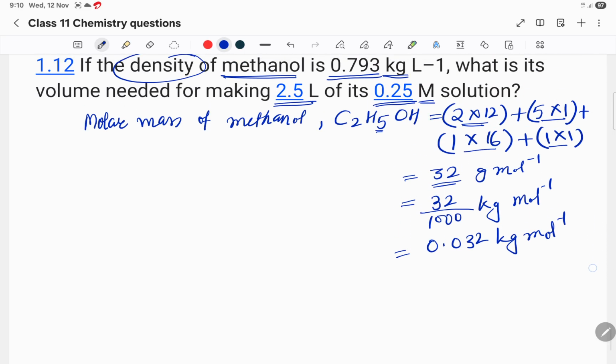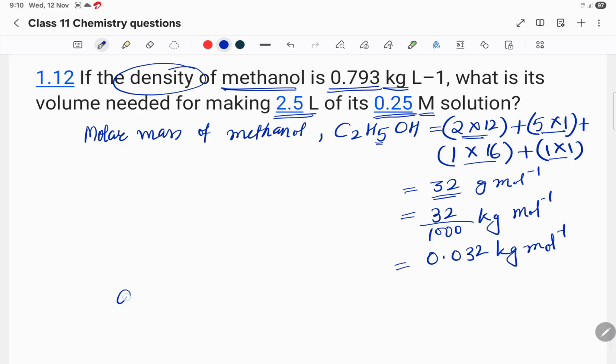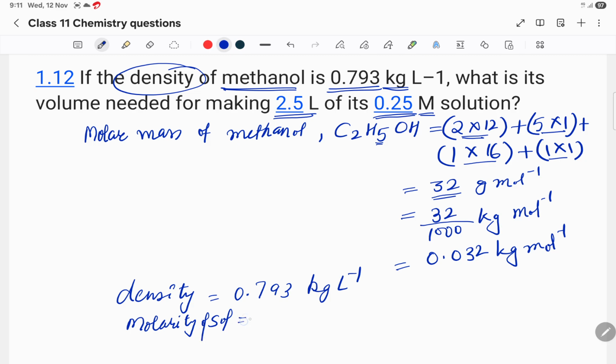All right, there are few things which are given. Shall we write it down? The density is given. Density is 0.793 kilogram liter inverse. Then molarity of the solution has been given, that is 0.25 molar, and we have also been given the volume of solution, right? Volume of solution has been given, that is 2.5 liter.